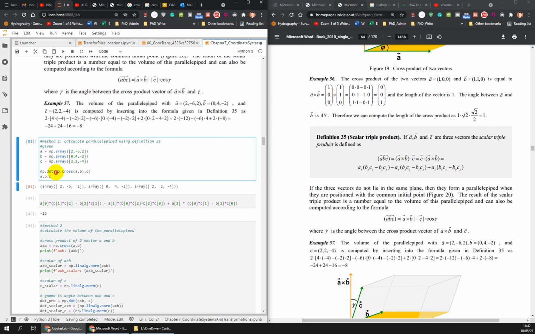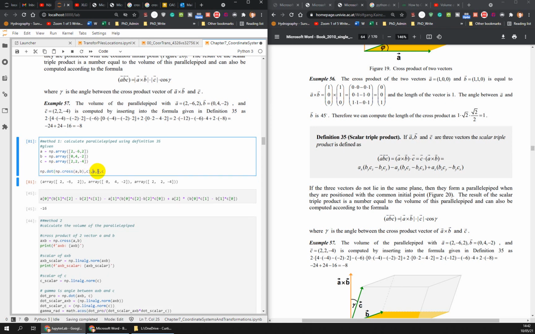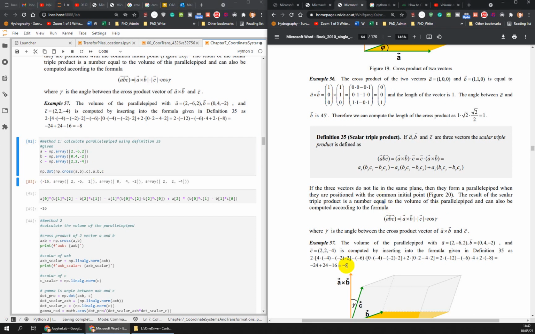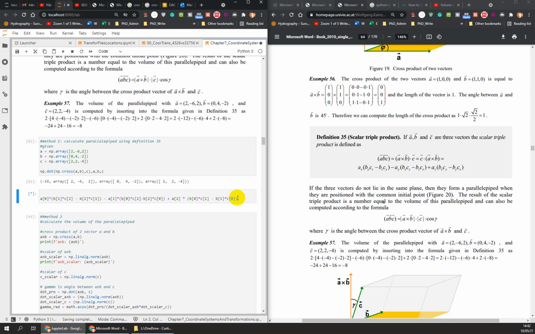This means we take the cross product of A and B, then we get the dot product of the result of this and C. And let's see what we have here. So we have -16, and the result here is -16.